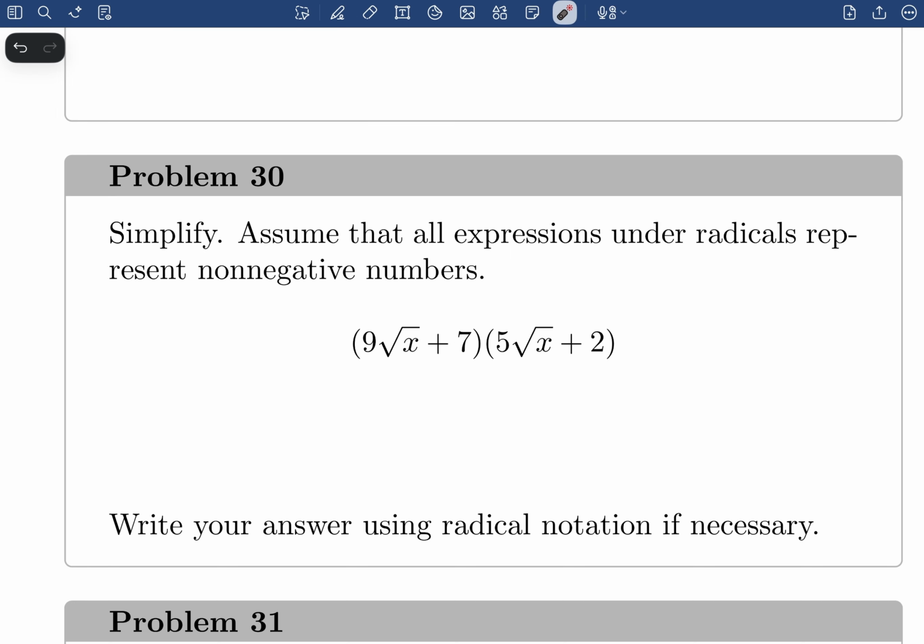Let's move forward to problem number 30, which says simplify and assume that all expressions under the radicals represent non-negative numbers. Here I have a binomial multiplied by a binomial.